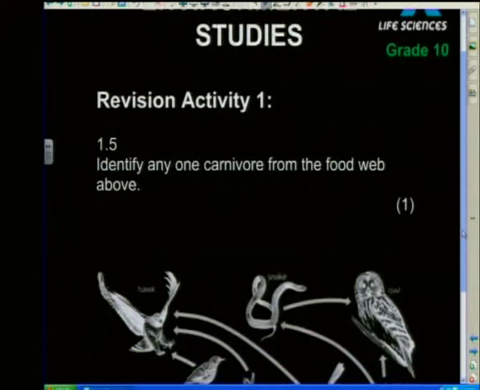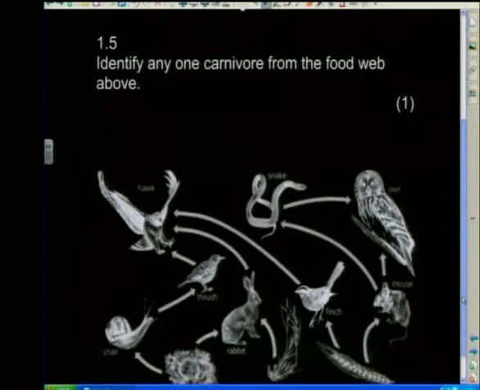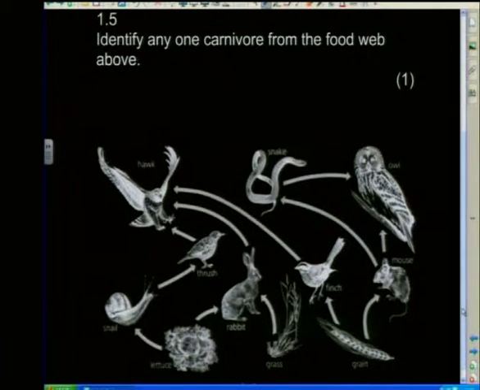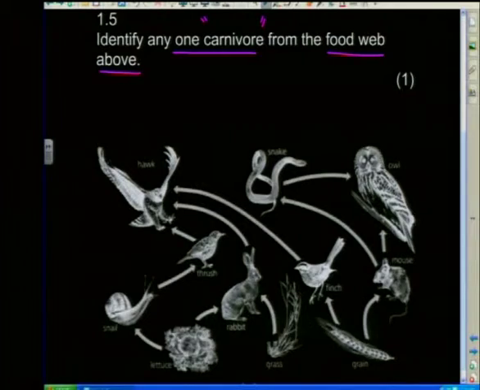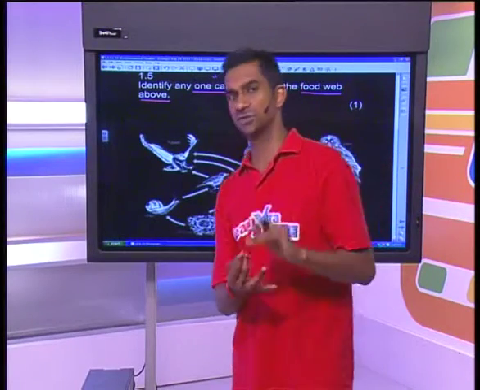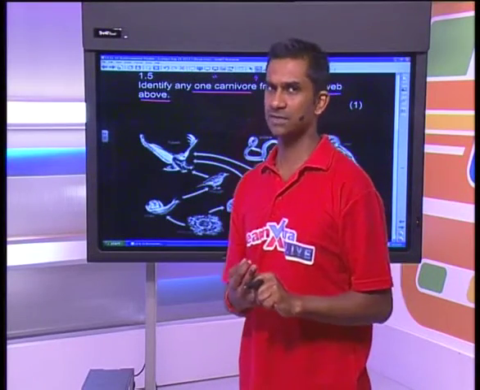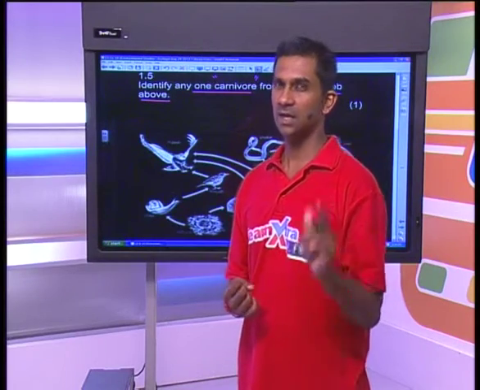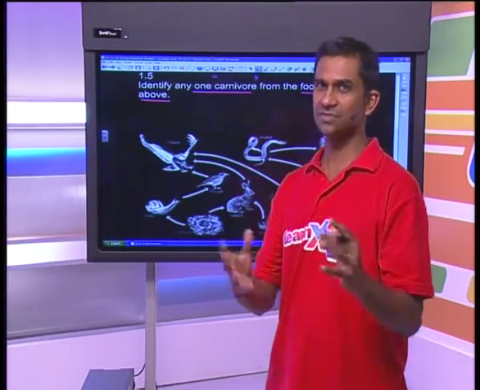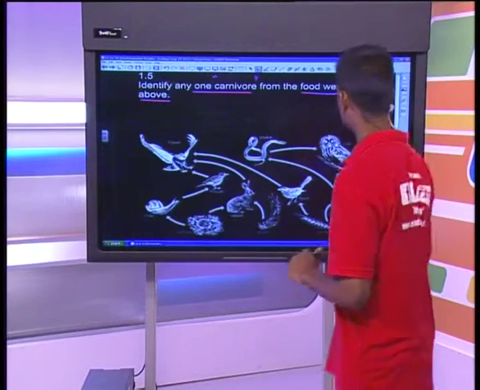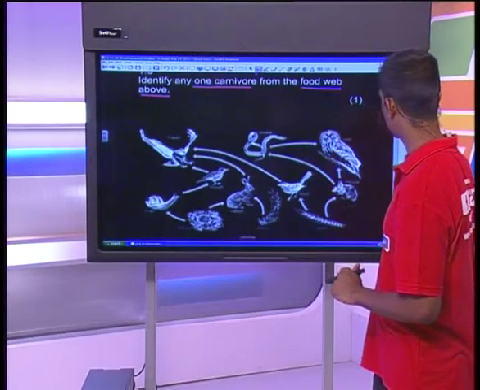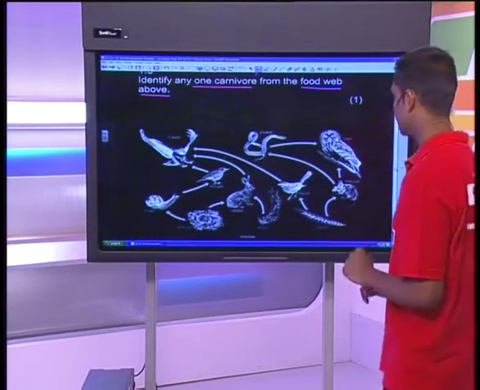We're still referring to the same food web. The next question. Identify one carnivore from the food web above. If we go back to what we did earlier on, we looked at herbivores, carnivores, and omnivores. So what is a carnivore, guys? Yes, a carnivore is an organism that feeds exclusively on meat. So let's look at this food web and identify an organism that feeds exclusively on meat.